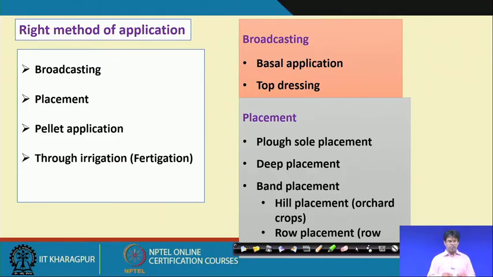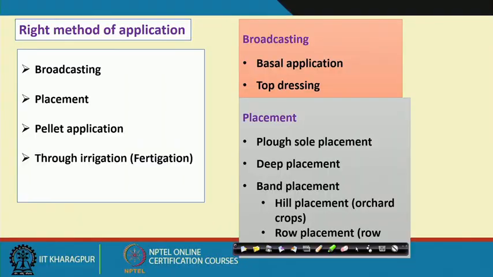So, looking at this, the 4 R's for nutrient management for precision: the first R is the right quantity, the right amount of fertilizer, then the right source, the right time and the right method of application. The whole process is to have a higher fertilizer efficiency and higher yield.